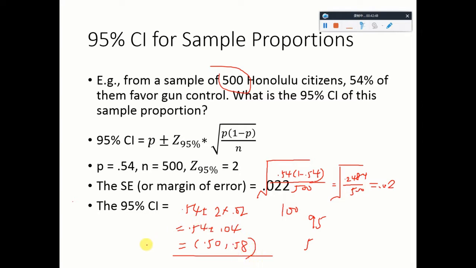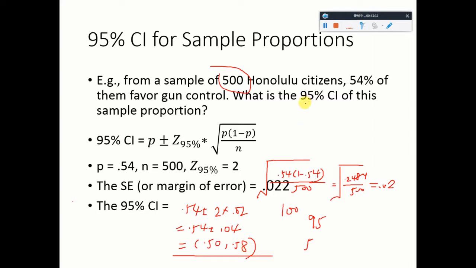Okay, so again, this is the meaning of a 95% confidence interval. If this is our 95% confidence interval, it means if we draw 100 samples from the population, all Honolulu citizens, there will be exactly 95 samples that will yield a proportion, which would not be exactly 54%, it doesn't have to be, but the sample proportions from these 95 samples will be greater than 0.50 and smaller than 0.58, and there will be about 5 of them that will yield proportions beyond this interval.